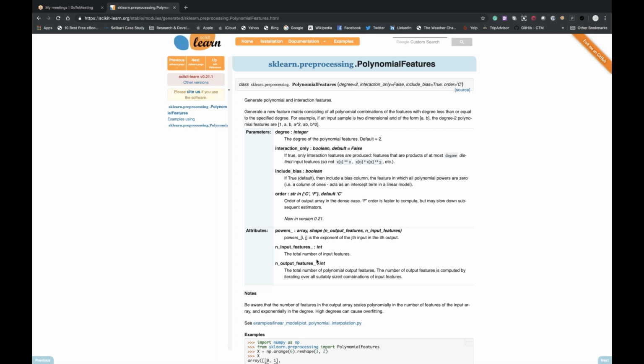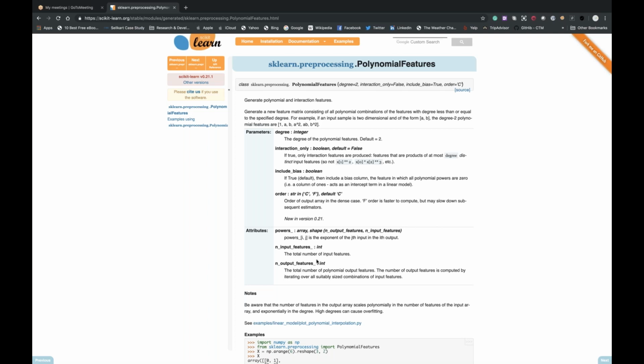Take an example. If an input sample is two-dimensional in the form of a, b, the degree 2 polynomial features will be 1, a, b, a squared, ab, b squared, or it can be 1, a, b, a squared, ba, b squared, or it can be the other way around as well. So polynomial regression is simple.